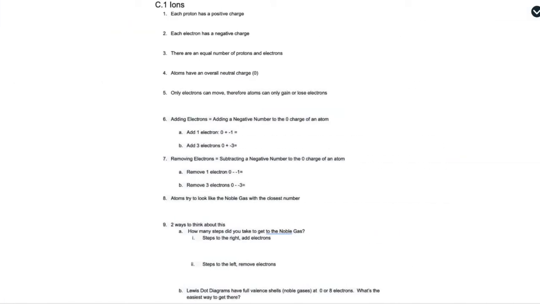All right, folks, what I need you to do is go ahead and open up your packet. In your packet, you're going to find a sheet that looks like this. It says C.1 ions, and we're going to fill this out together. Make sure you have this sheet in front of you. I'm going to switch here in just a moment and I'll be filling out this sheet with you, so you'll just draw what I draw and follow along with me.